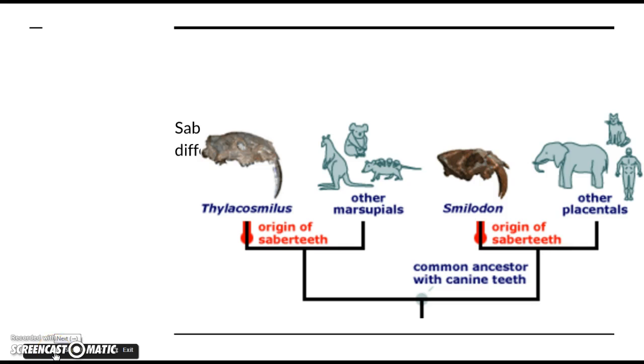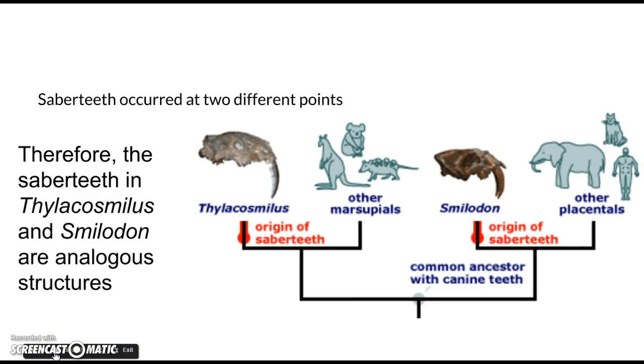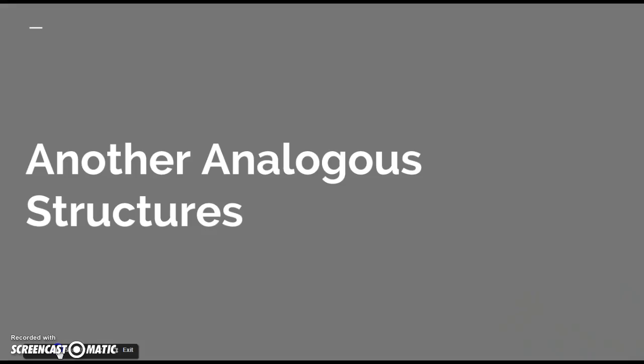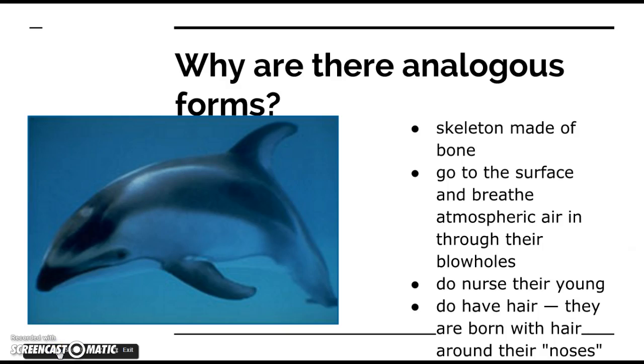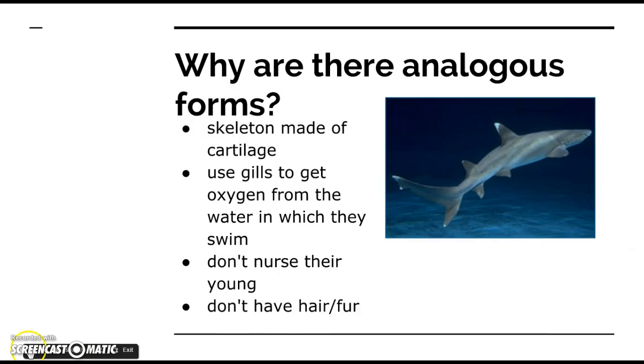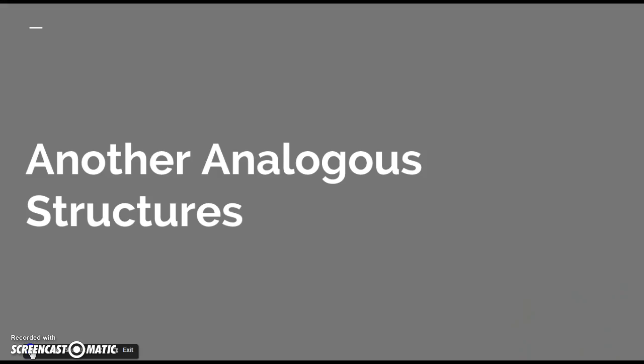So looking at this kind of fossil record, we can infer that saber teeth developed at 2 different points in 2 different branches of placentals and marsupials. So these are analogous structures, even though they look pretty gosh darn similar. They're both very large incisors. They're analogous structures because this trait appeared well after the last point of common ancestry. We will look briefly in class at other analogous structures, namely with dolphins and sharks, but I don't want to get into that now because this has gone on just about long enough.